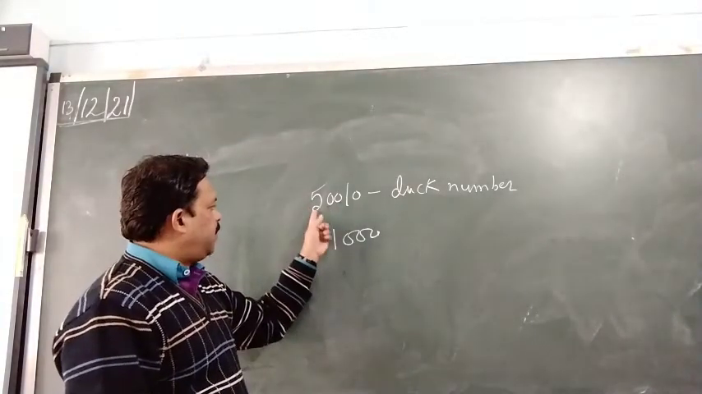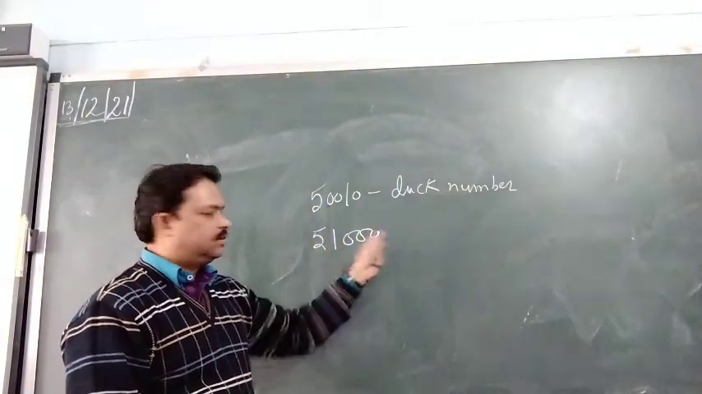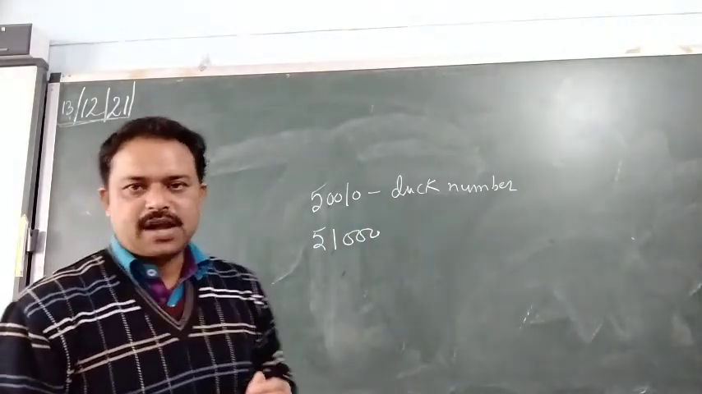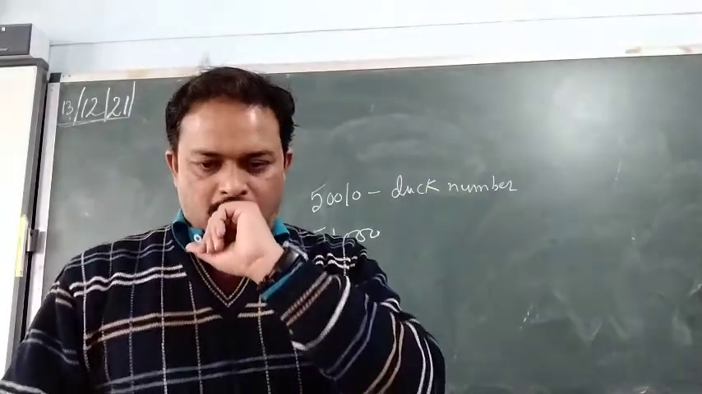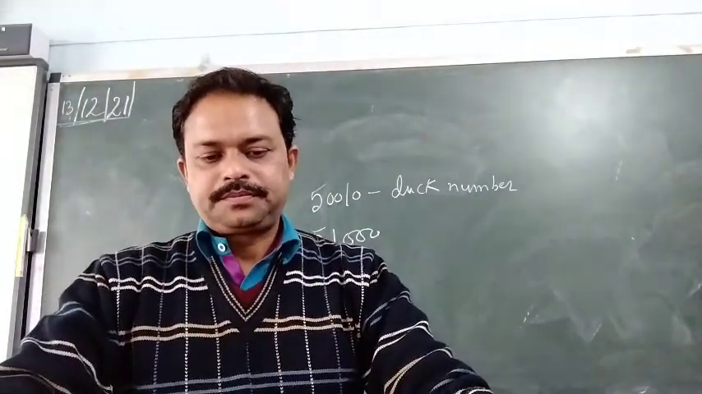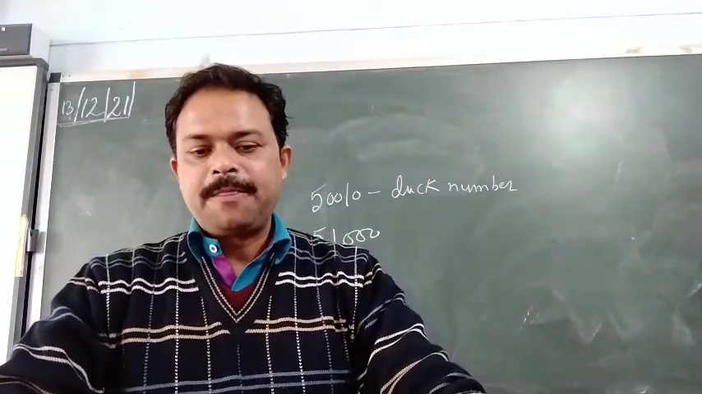Okay, 50010, so I am supposed to get 51 and then 30 to the right side if it is a duck number. So this was the program. Let us start how we will do this program.